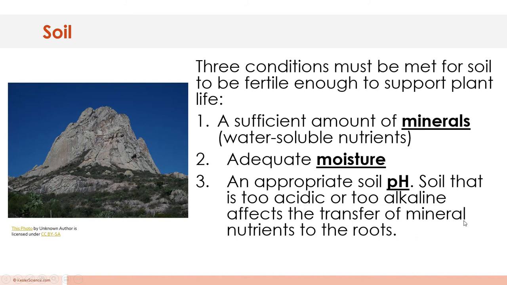That's why if you've ever tried to grow a vegetable garden up here, you had to buy soil and add different soil from what's just in the ground. That's because the soil is too acidic. It does not have an appropriate soil pH. So your 3 things again are enough minerals, enough water, and the right pH. Good.